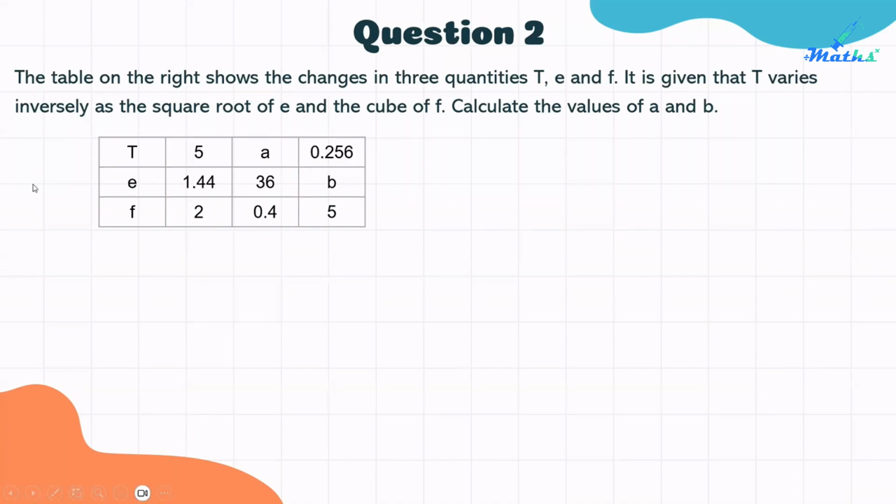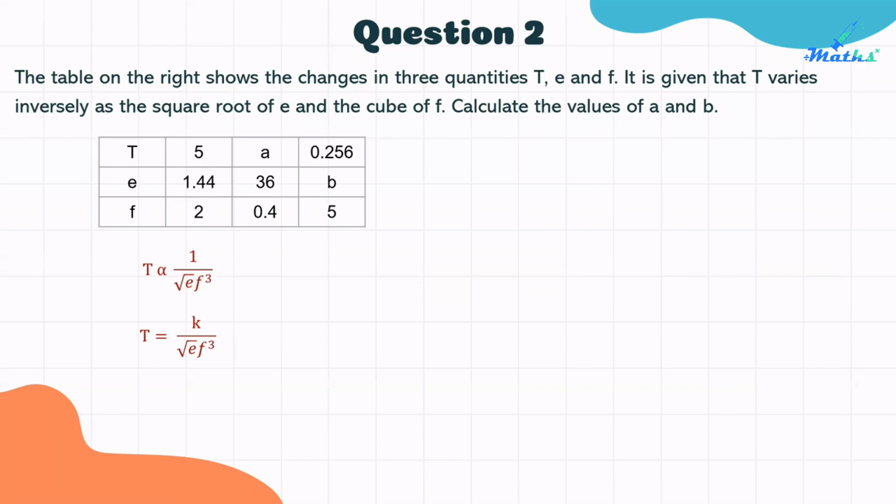Okay, let's see this table. We need to calculate the value of A and B. So we need to use this first row information to find our K first. Okay, T varies inversely as the square root of E and the cube of F. So the equation form will become T equal to K over square root E and cube F.